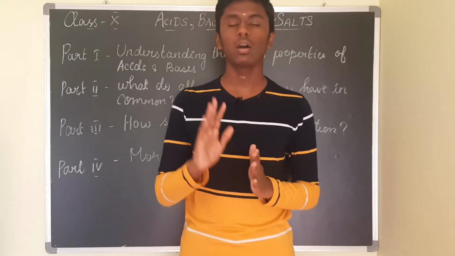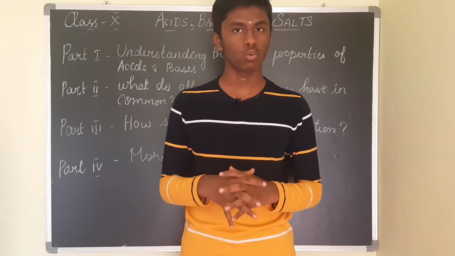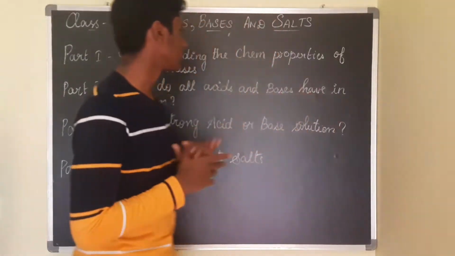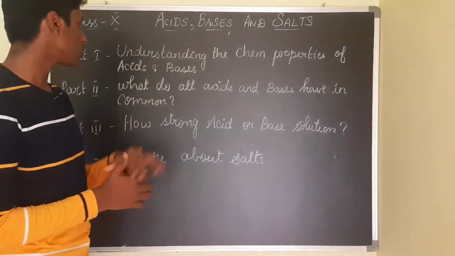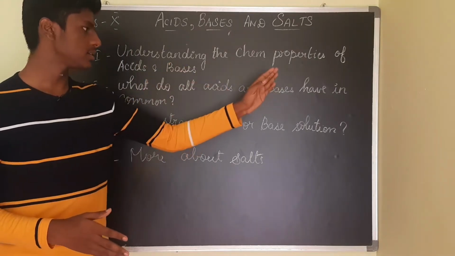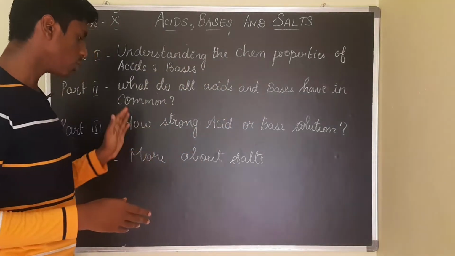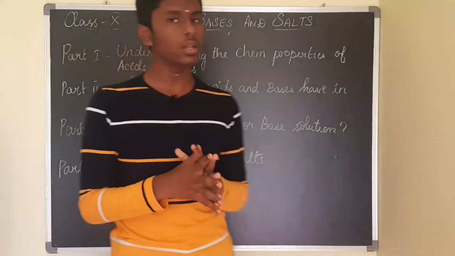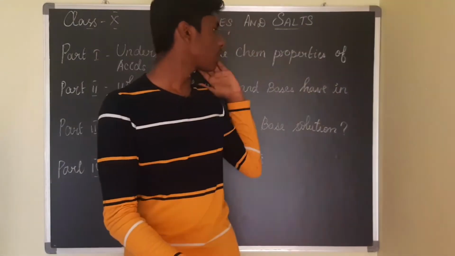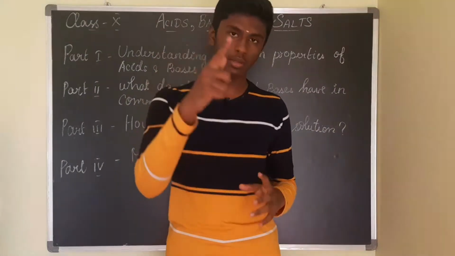In today's class, we are going to deal with acids, bases and salts, that is class 10's chapter 2. I have divided this chapter into 4 main parts. Part 1, understanding the chemical properties of acids and bases. Part 2, what do all acids and bases have in common? Part 3, how strong acid or base solutions are, and part 4, more about salts. So in this video, we are going to discuss part 1. We are going to understand all the chemical properties of acids and bases. Without wasting time, let's move on to the video.